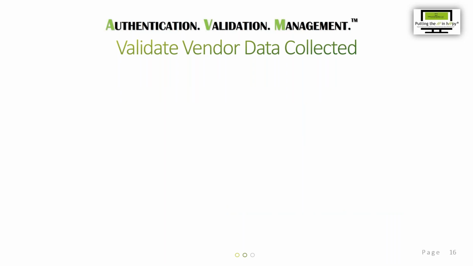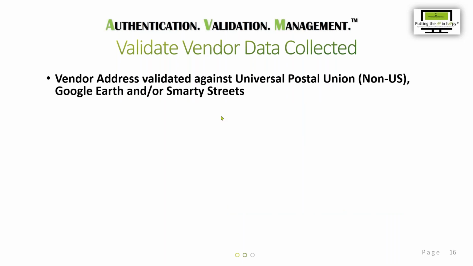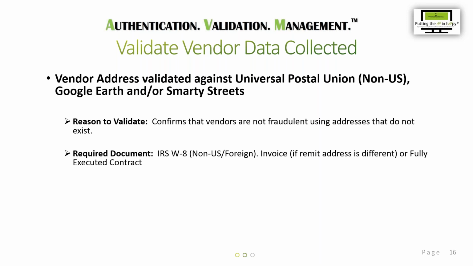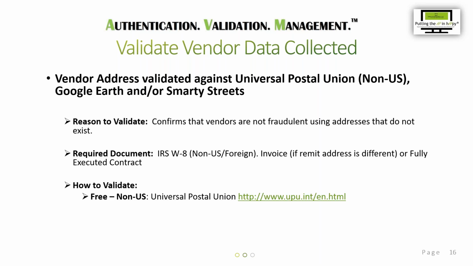All right, so the next one is the vendor address validated against the Universal Postal Union for non-US, or Google Earth, and/or Smarty Streets. And again, confirming that the vendors are not fraudulent, using addresses that do not exist. And you would get that information from their IRS W-8, invoice if the remit address is different, or maybe their fully executed contract. And it is a free validation. You can do that off of the Universal Postal Union.